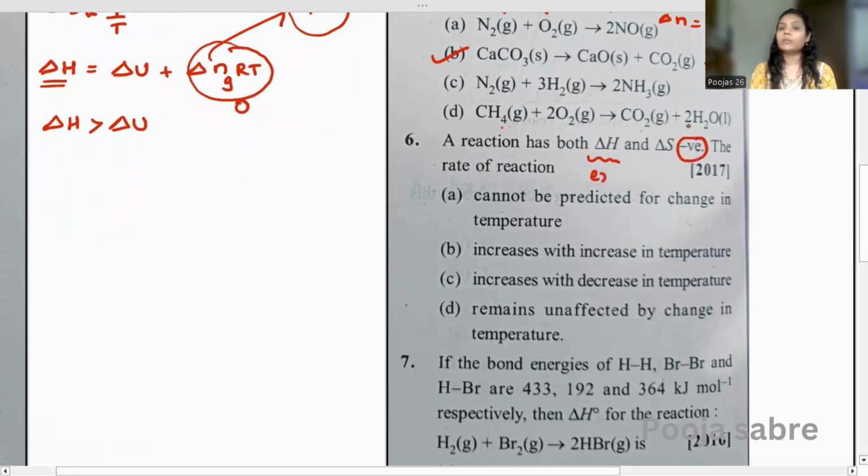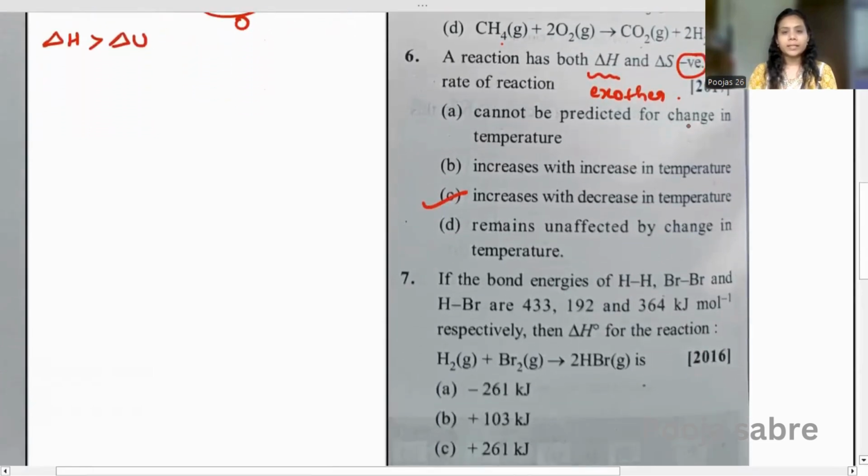So the reaction will be exothermic, and exothermic reactions are favored at a low temperature. Clear? So basically it increases with the decrease in temperature, that is, at low temperature. The correct option is C.